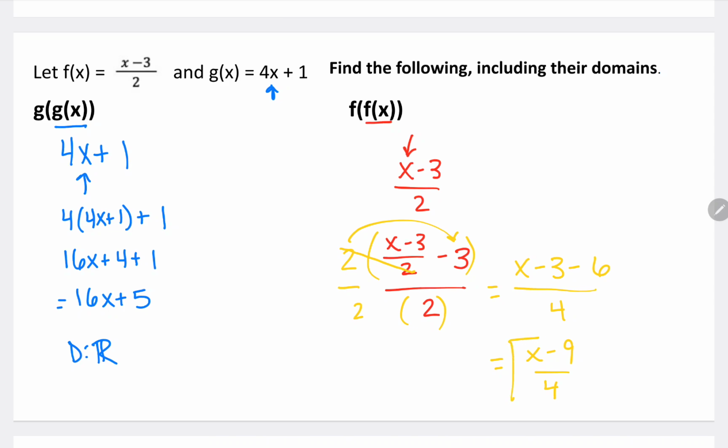We do have a quotient here, but we never had an x in the denominator, and we had no even roots. So again, our domain is all real numbers.